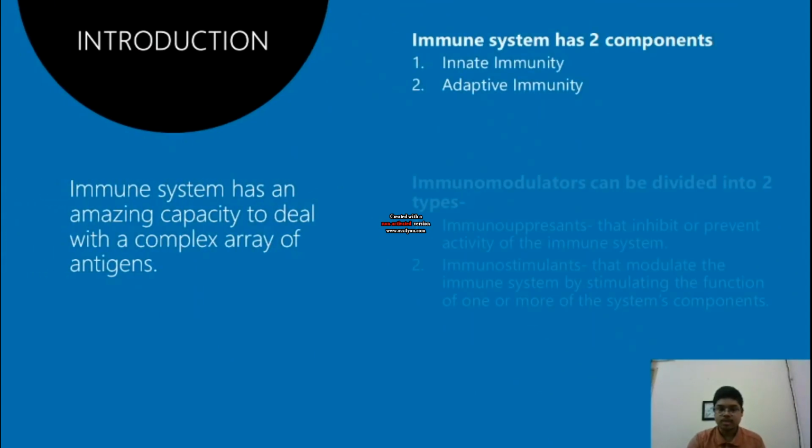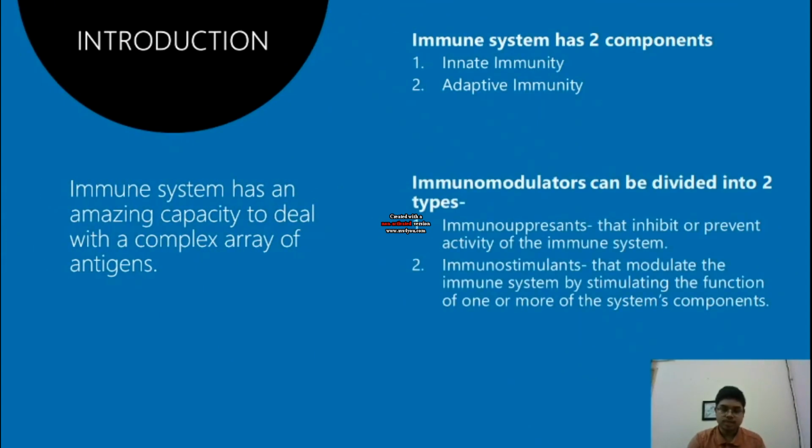The immune system is made up of a network of cells, tissues, and organs that work together to protect the body. The immune system has an amazing capacity to deal with a complex array of antigens. It has two components, innate immunity and adaptive immunity. Innate immunity is also known as natural immunity, whereas adaptive immunity is also known as acquired immunity.